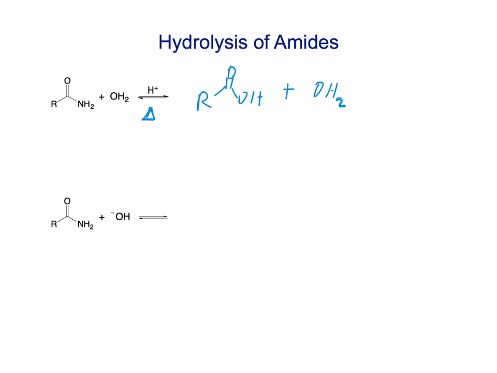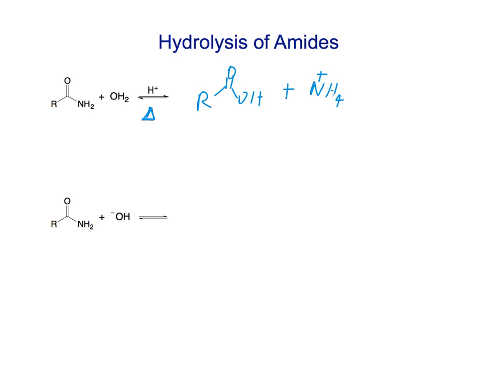What happens to the nitrogen? Oh, good question. Well, we don't really get water out of this, do we? We're adding water in. And so if we're in acidic conditions, we would get the ammonium ion. I was thinking about amino acids and stuff like that.